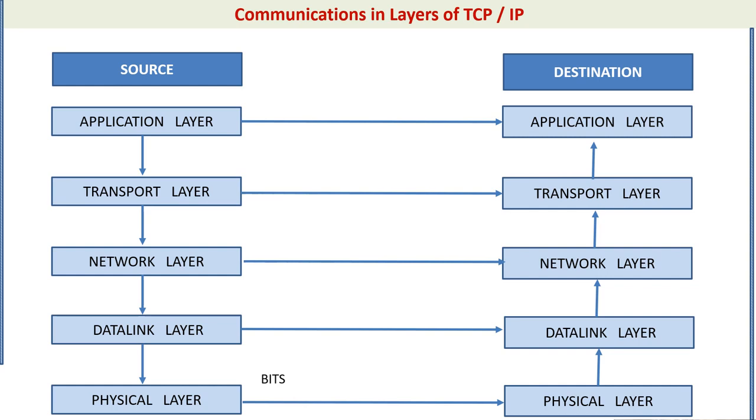The application layer of the source communicates the information to its own transport layer, then transport layer to the network layer, to data link layer, then data link layer to physical layer. The physical layer transmits the information in the form of bits to the physical layer of the destination. Here in the destination, the approach is just reverse of the source layers. So here the physical layer to data link layer, data link layer to network layer to transport layer, and transport layer to application layer. Likewise, the communications are taking place between the source and the destination.